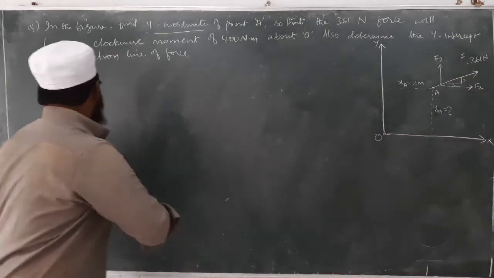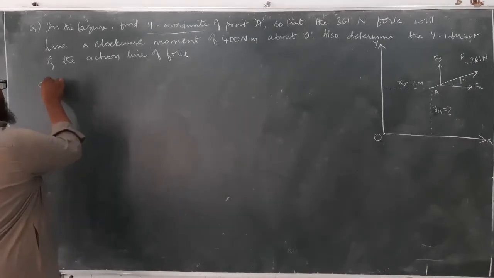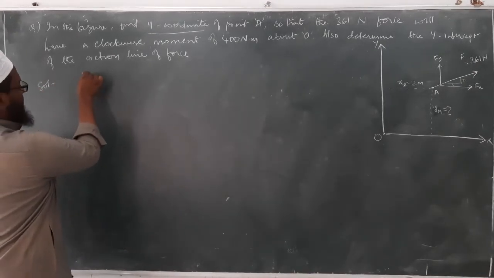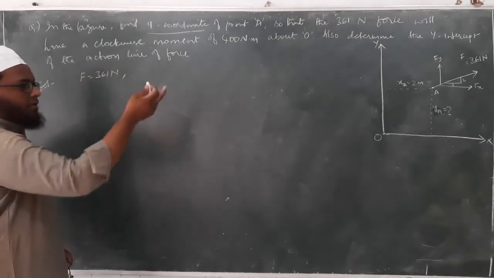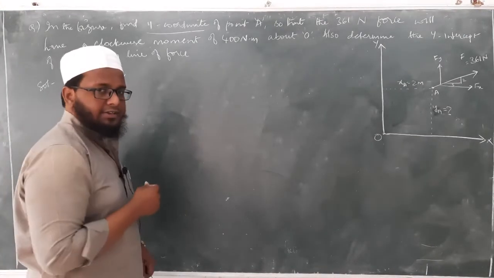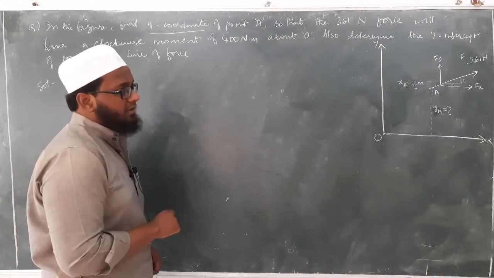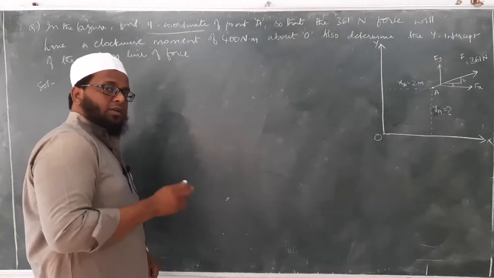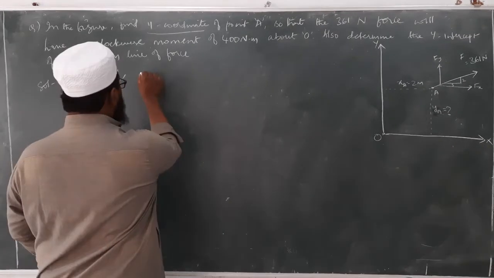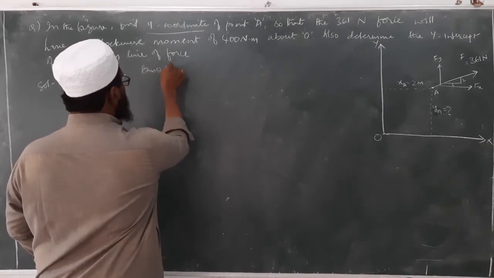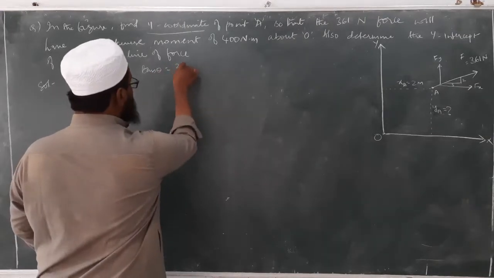So I will write here the solution, that is, F is equal to how much? 361 Newtons. And what about that theta? What is the inclination of that force? To find out the inclination of that force, the question has given us that the slope is 2 by 3, that is, tan theta is equal to height by base, that is 2 by 3.